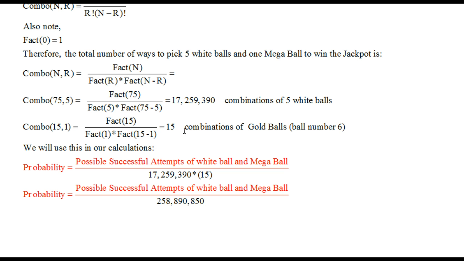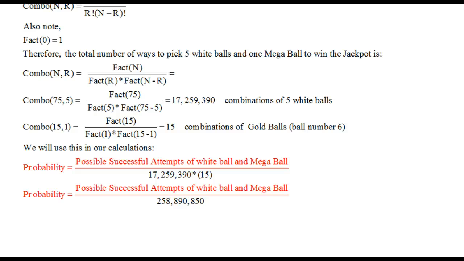The reason we multiplied these two numbers is because when we pick the first 5 white balls and then we pick the 1 gold ball, or mega ball, those 2 picks are independent of each other. They're not dependent on each other. So because they're independent, I have to multiply them together. And when I multiply them together, the total available combinations in choosing the white balls and the gold mega ball is 258,890,850.